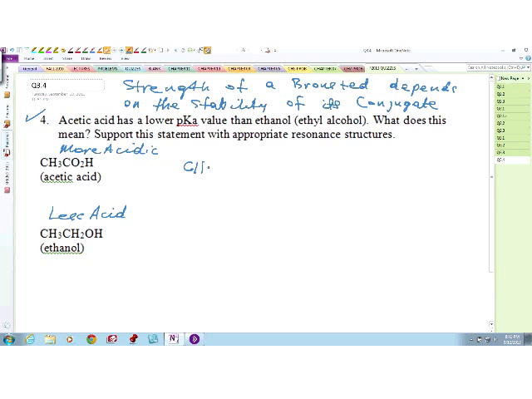Okay, if you take acetic acid, anytime you lose the proton from an acid, the product that you get is what we call a conjugate base. Okay, so let us assume here that we lose this proton here. So we lose that proton. This becomes the conjugate base. That's for the acetic acid.